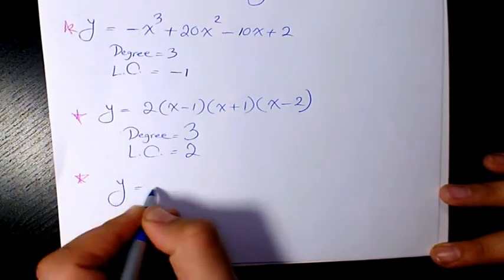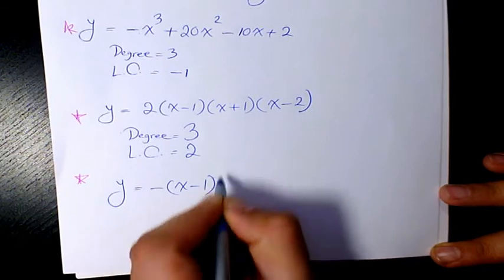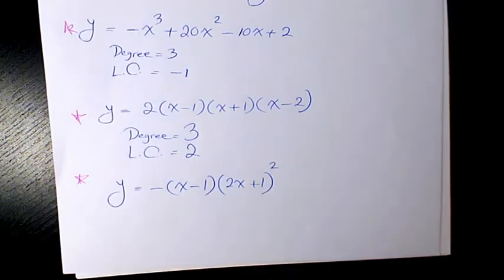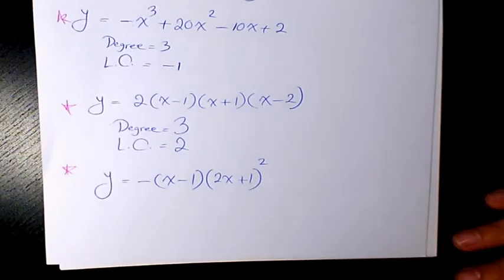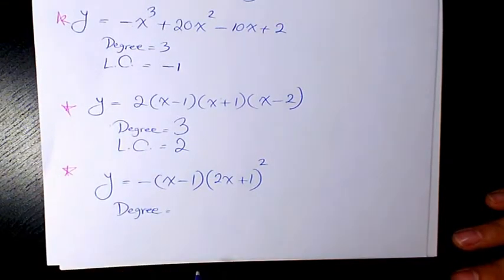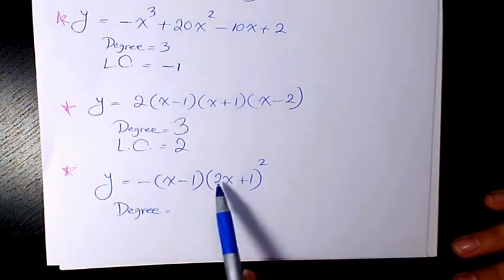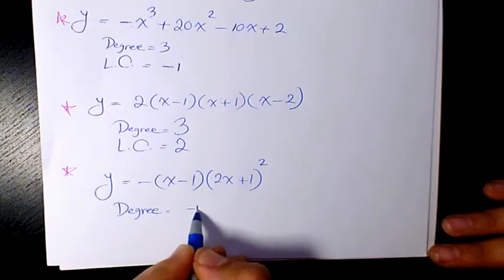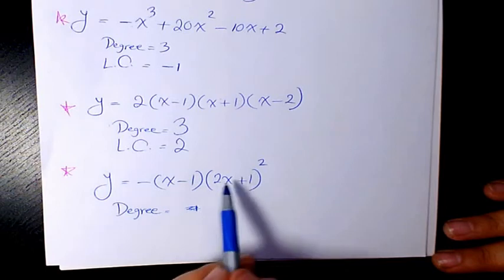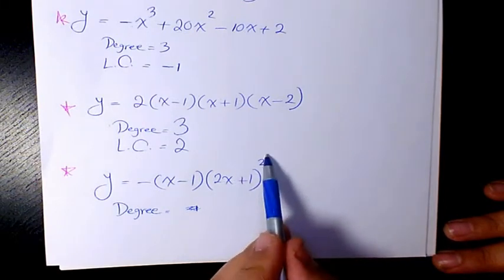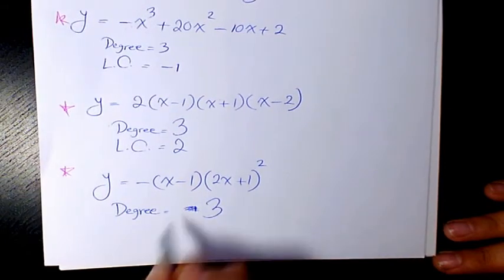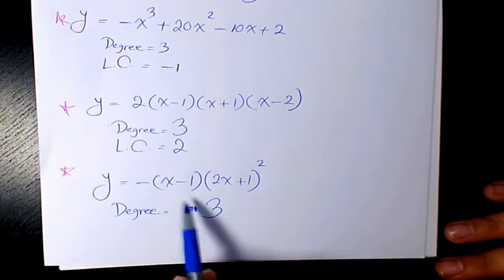We have negative x minus 1 times 2x plus 1 to the power of 2. What about this example? Somebody asks you what is the degree and leading coefficient of this function. Basically we want to find out degree first. So degree of this part is 1 and degree of this part is going to be 2 because the exponent is 2. So 2 plus 1 is going to be 3. So the degree of this equation is going to be 3.